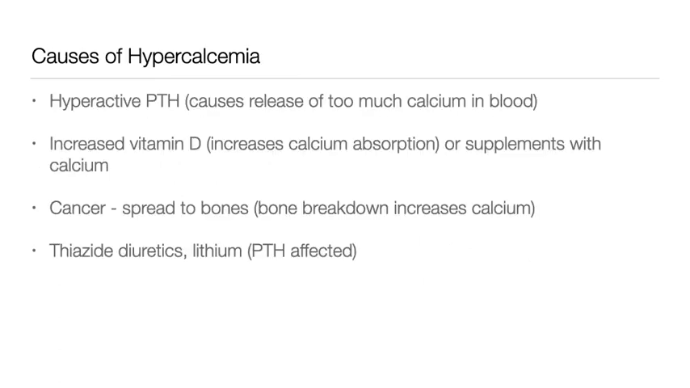Some causes of hypercalcemia now are hyperactive PTH, so that parathyroid hormone is causing the bones to release too much calcium into the blood. They're breaking down that bone, osteoporosis. You might see this with increased vitamin D because you're having increased calcium absorption. You might see this in cancer because bone breakdown due to the medications given to a cancer patient will break down that bone and release calcium. And then you're also going to see this with thiazide diuretics and lithium, which is going to affect the parathyroid hormone.